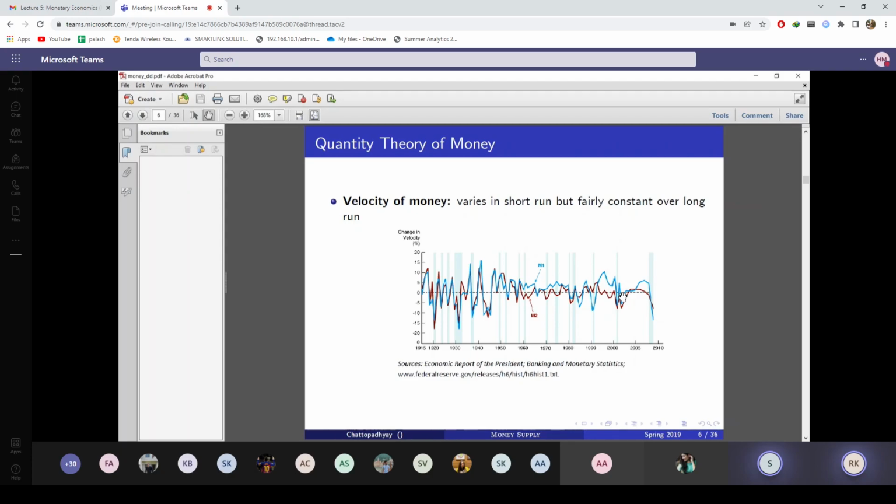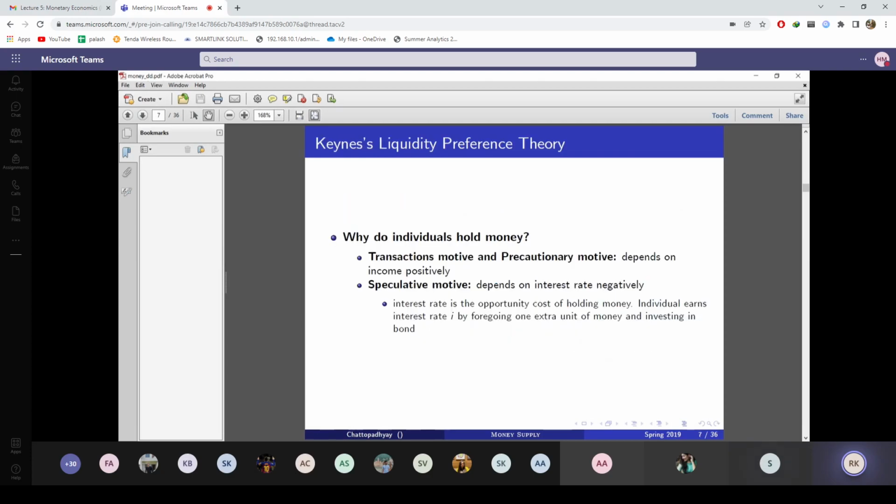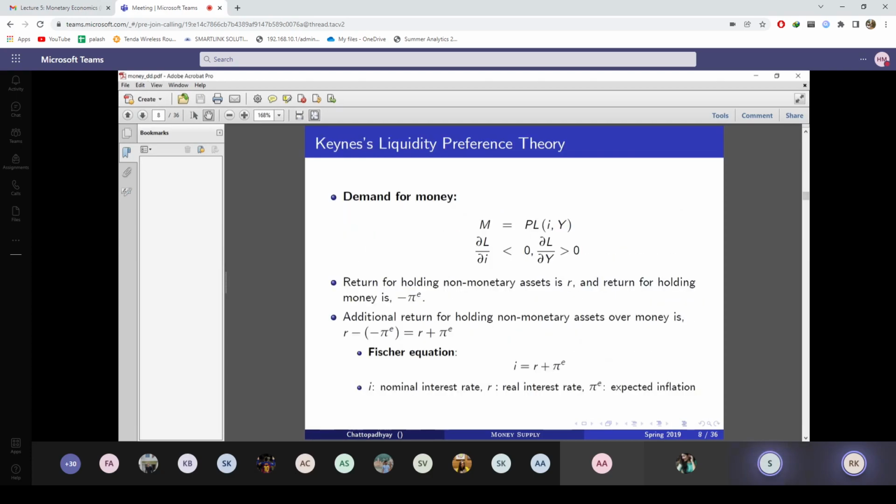But if you want to analyze short run macro, you really cannot assume your velocity is constant because it is not supported by the data. And this is one important thing Keynes introduced. Just seeing this data, Keynes introduced that I cannot assume velocity constant in the short run. And what Keynes did is this.